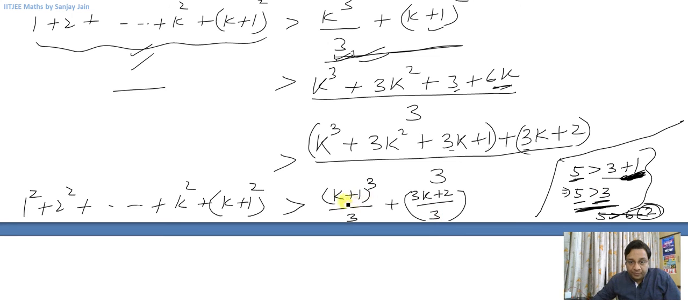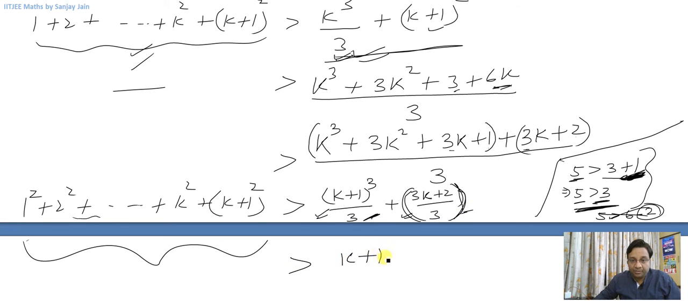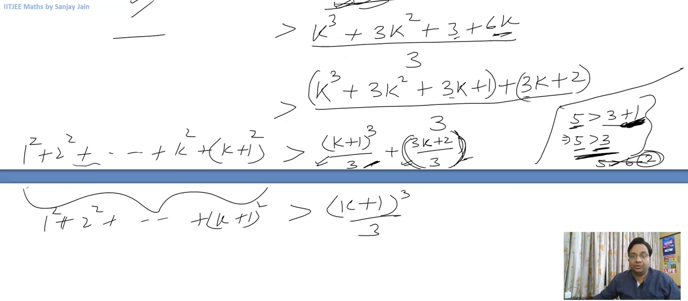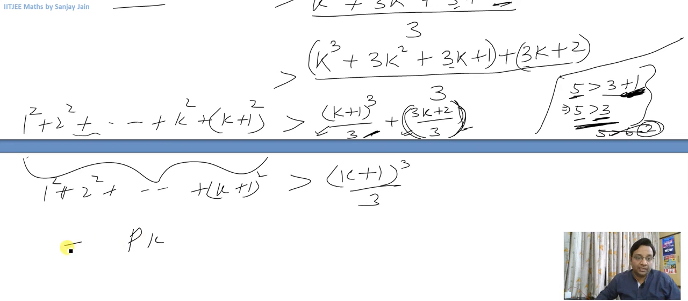So if this expression on the left hand side is greater than this plus this, where k is a natural number, we know it, right? So this is something positive. So I can say that if this is greater than this plus this, then this will definitely be greater than k plus 1 cubed by 3. So which says that P of k plus 1 is true.